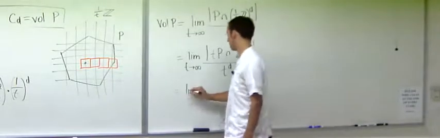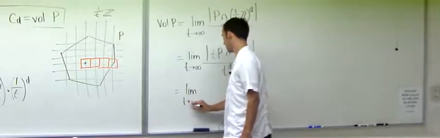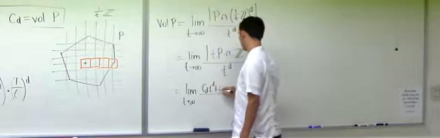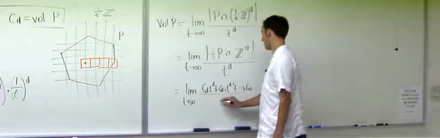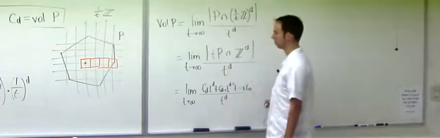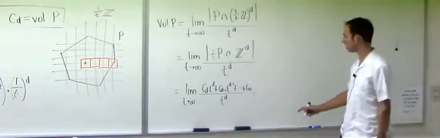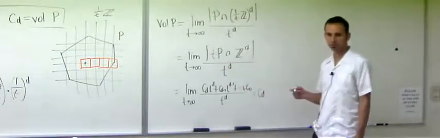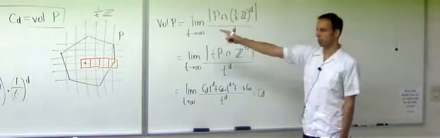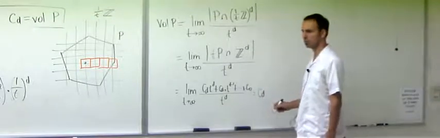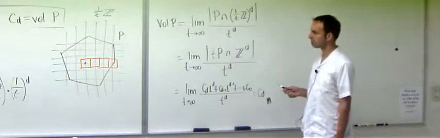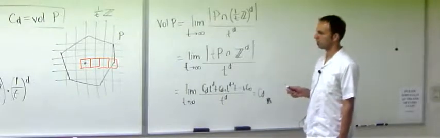So the limit as t goes to infinity of c_d t to the d plus c_{d-1} t to the d minus 1 and so on, plus c_0, divided by t to the d. And what could be easier than computing this limit, right? This is c_d plus a bunch of things that go to 0. So we get that the volume of P is equal to the leading coefficient. So that's the proof of that.